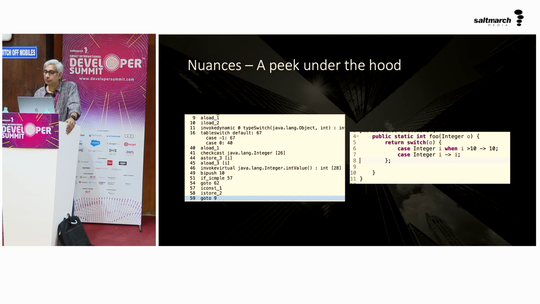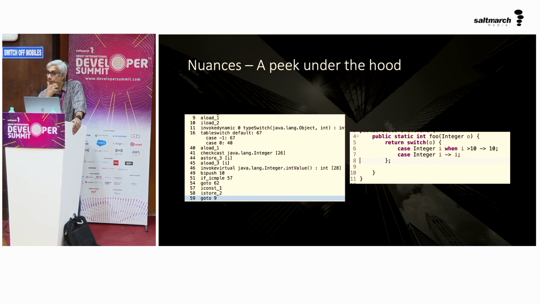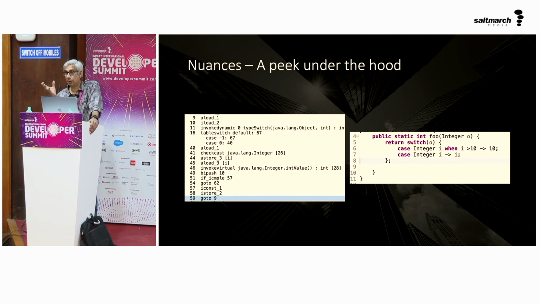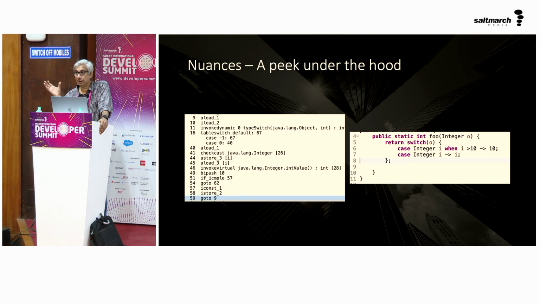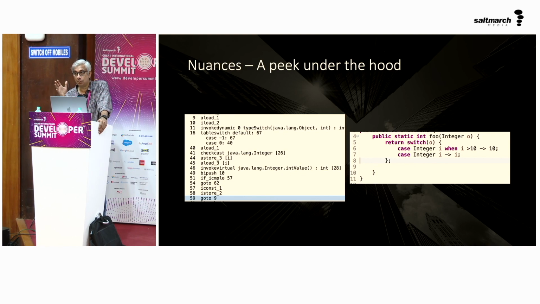Yes. The second case is reachable because it's an integer. Suppose you're passing integer as -1, then the first case comes and it says it's not greater than 10, so this is not the right switch case. So we go back and go to the second switch case because it's an integer. After all, you're passing an integer. -1 is an integer, boxed, of course.